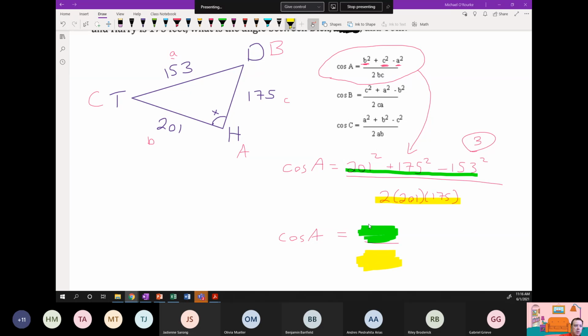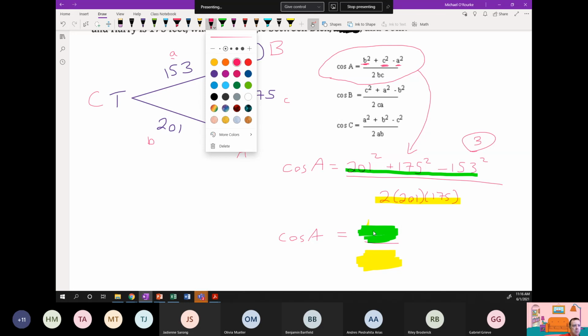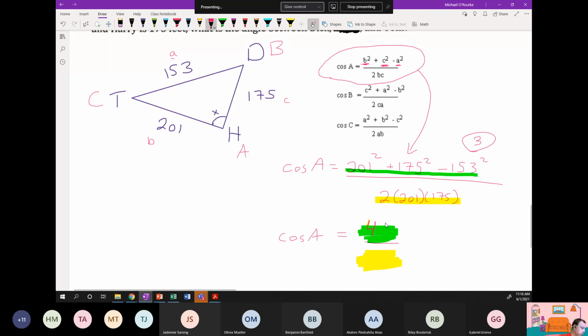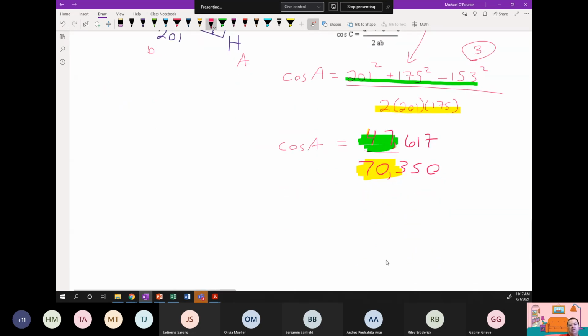So we're looking for, this one was 47,617. Then my bottom number is going to be 70,350. Andreas and Ben, how did those numbers come out for you? Did you get the same numbers I did?